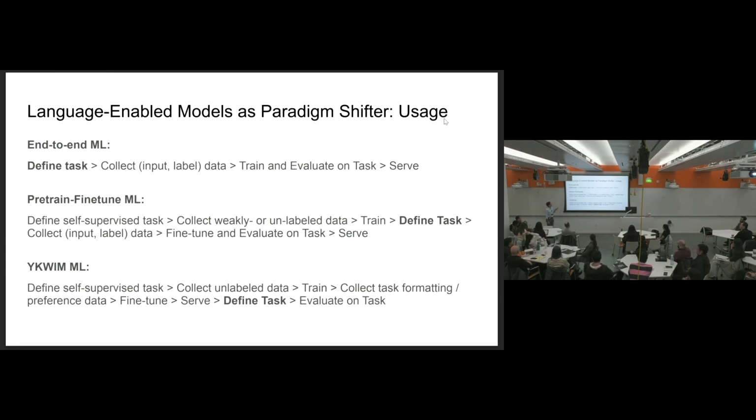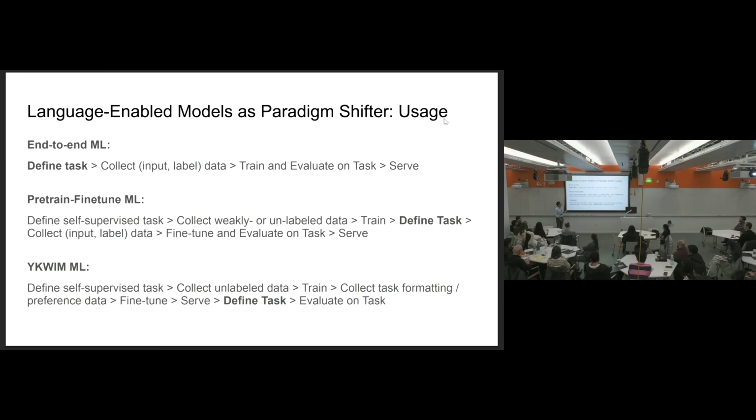You can define one of these self-supervised tasks that isn't that interesting on its own, but what it allows you to do is collect even more weakly labeled or unlabeled data. Instead of needing a very structured input-output system, you can just collect data that you find much more conveniently, and then pre-train your model using this self-supervised task. After you've pre-trained the model, you can think of it as its own artifact. You can pass it on to somebody else, and they can define their own task, collect some input and label data, fine-tune your pre-trained model for their specific task, and then serve it.